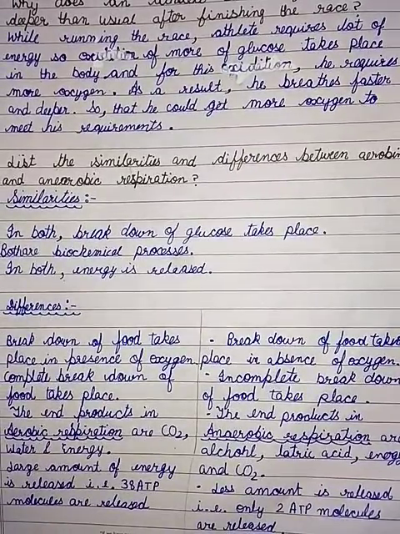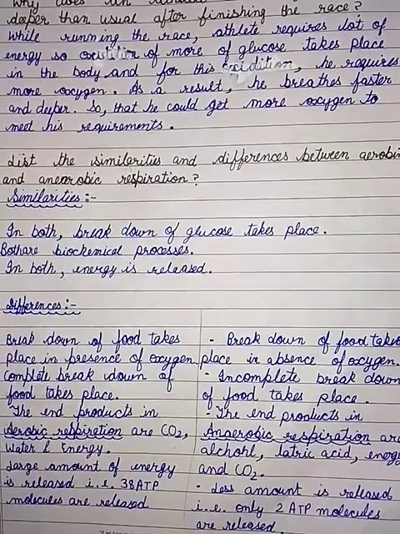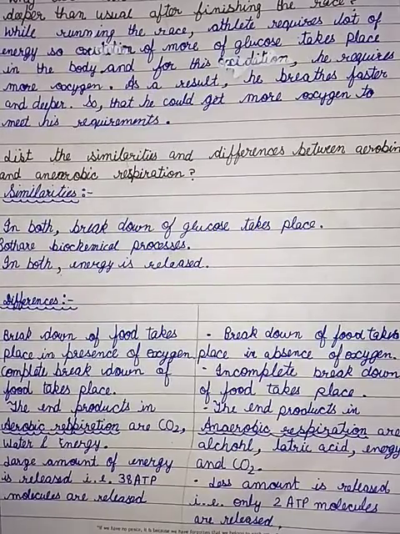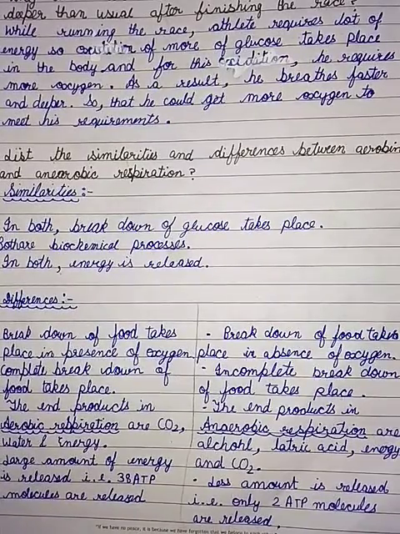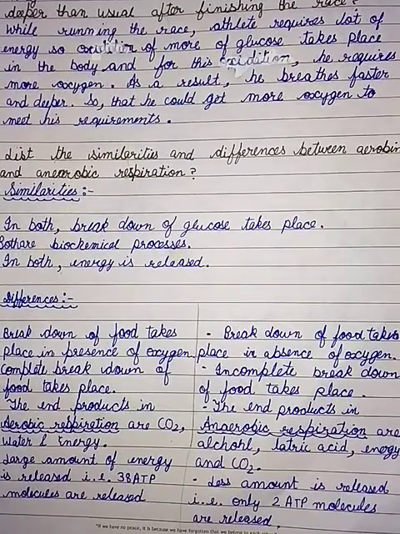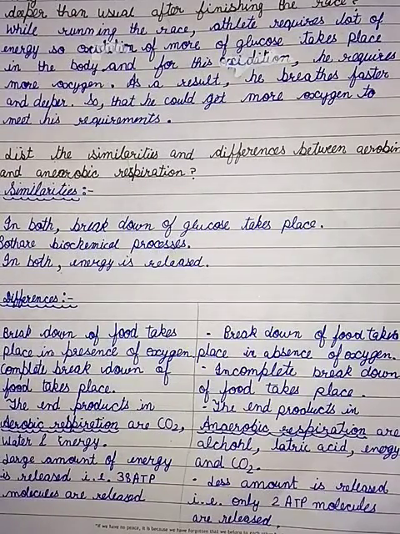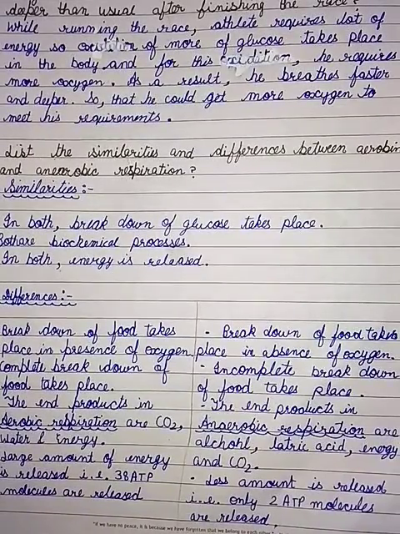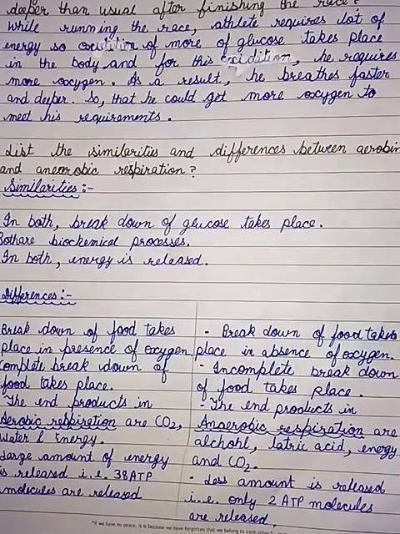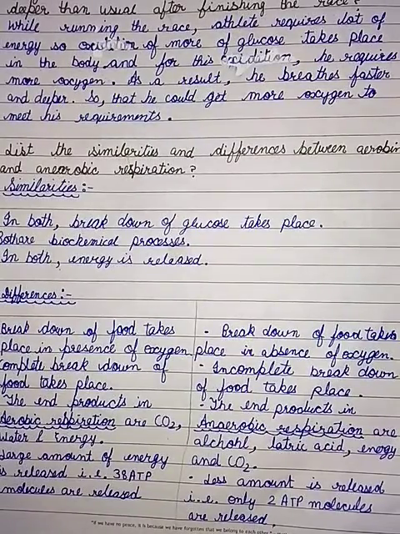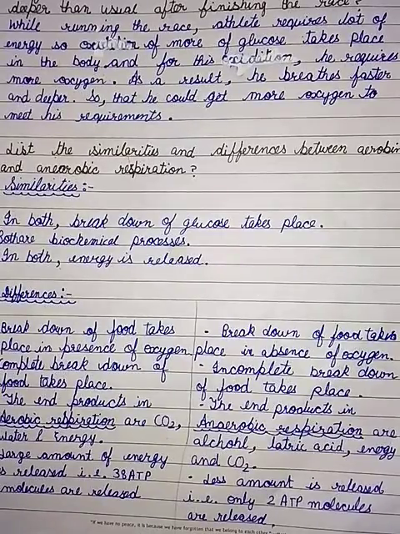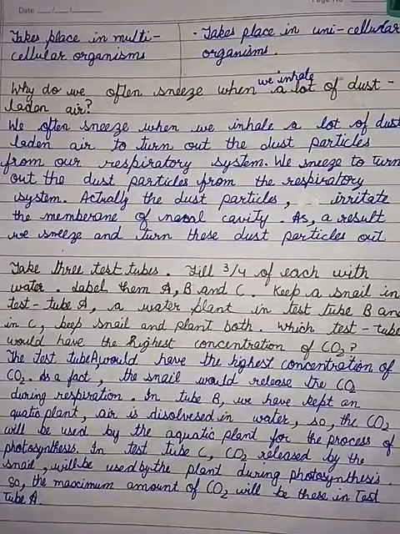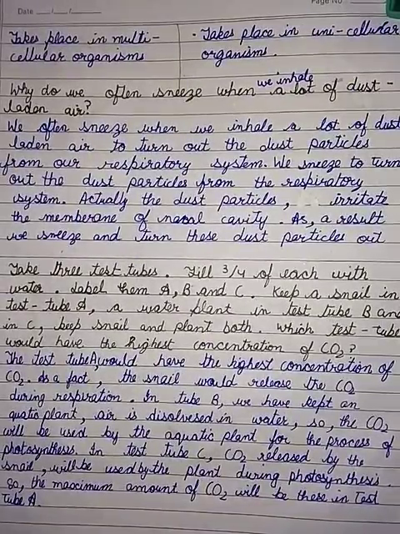Now, differences. In aerobic respiration, breakdown of food takes place in presence of oxygen. Complete breakdown of food takes place. The products in aerobic respiration are CO2, water and energy. A large amount of energy is released, that is 38 ATP molecules. It takes place in multicellular organisms.